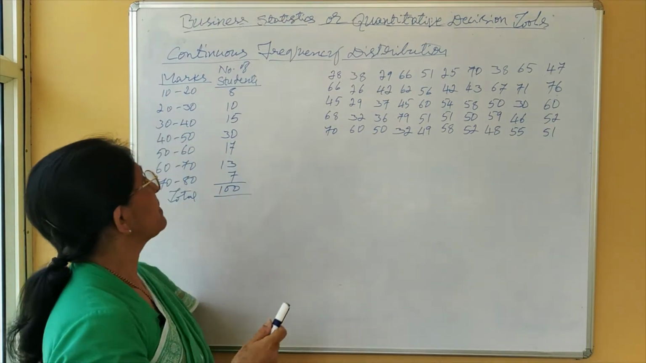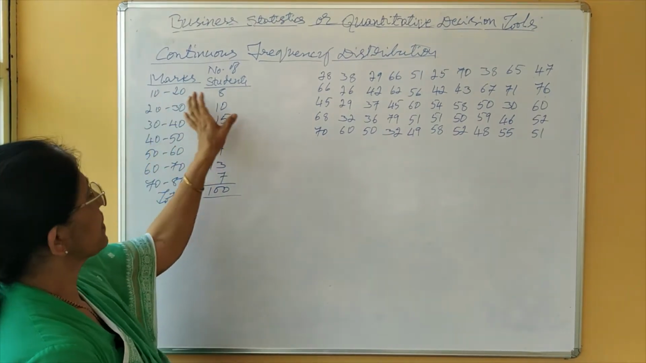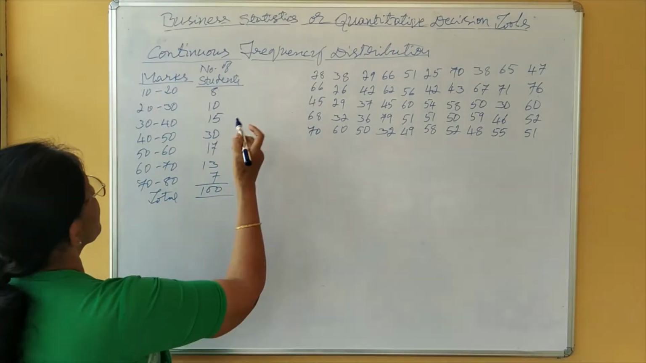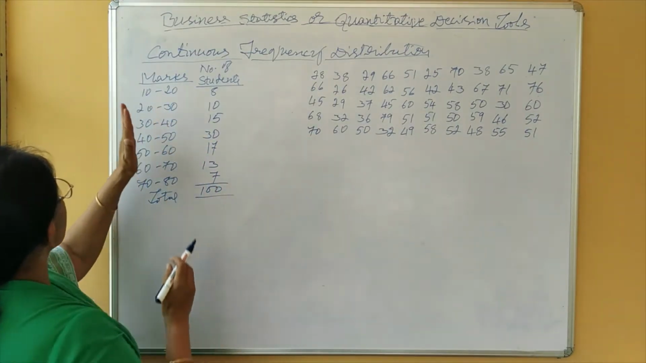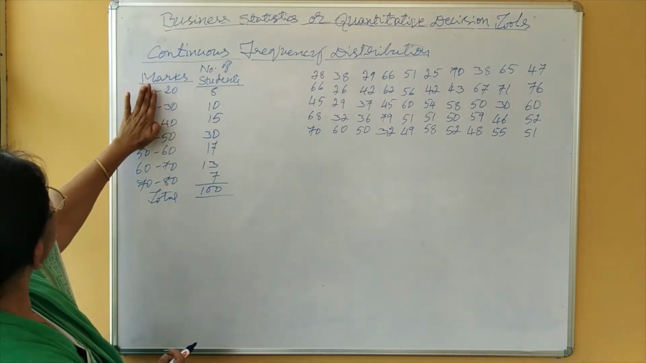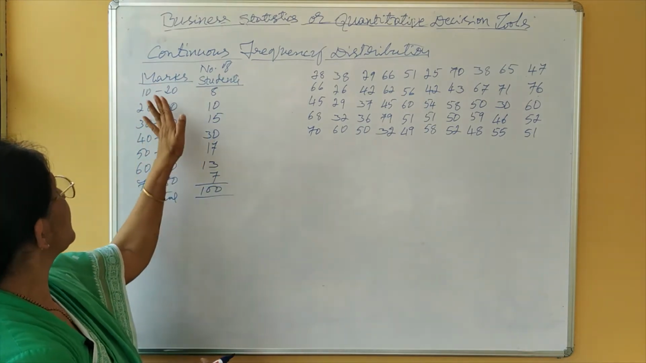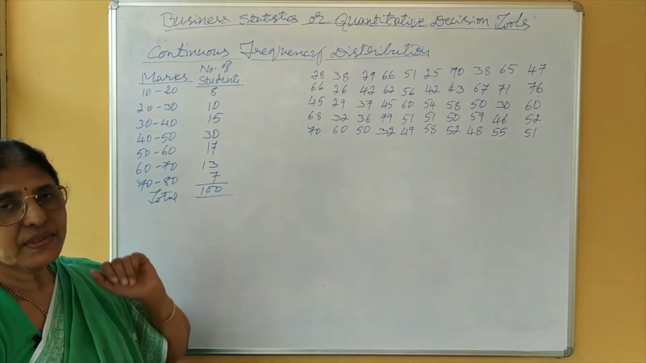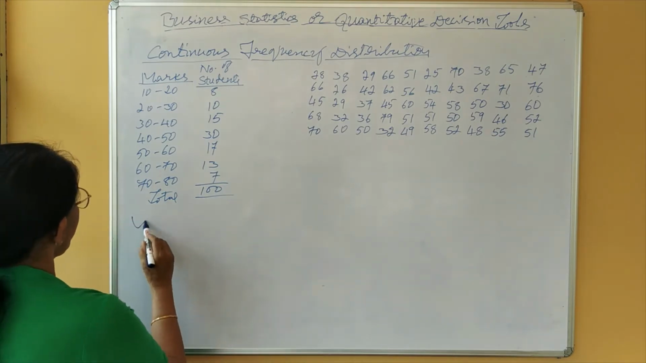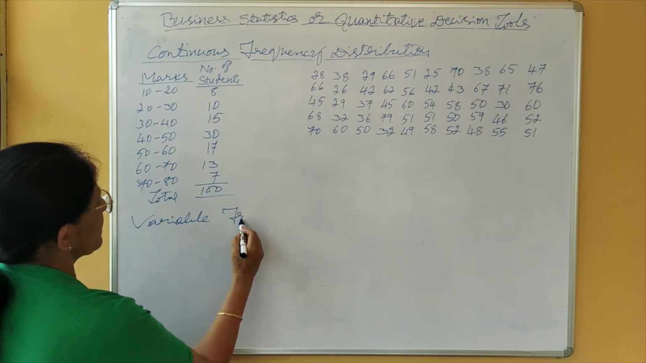In case of discrete frequency distribution, instead of taking variables in groups, we take the exact value of variable. Like we may take marks as 10, 20, 30, 40, 50, 60, 70, or we may take like this 20, 30, 40, 50, 60, 70, 80, like that. Now here under discrete frequency distribution, we come across 2 terms. One is variable and another one is frequency.